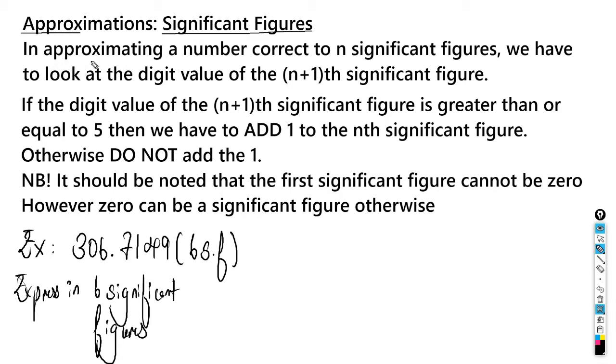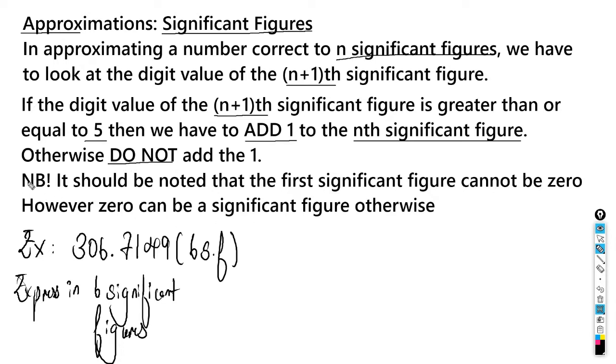It says in approximating a number correct to n significant figures, we have to look at the digit value of the n plus 1th significant figure, just like the last one. And if the digit value of the n plus 1th significant figure is greater than or equal to 5, then we add 1 to the nth significant figure. Otherwise, we do not add the 1.